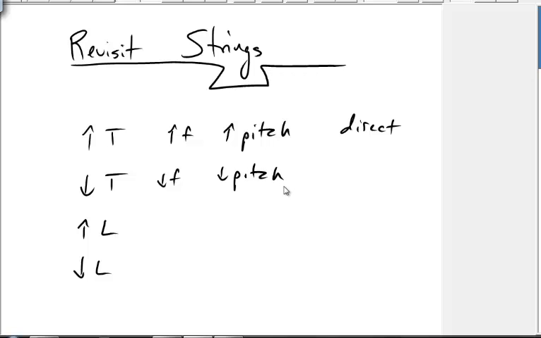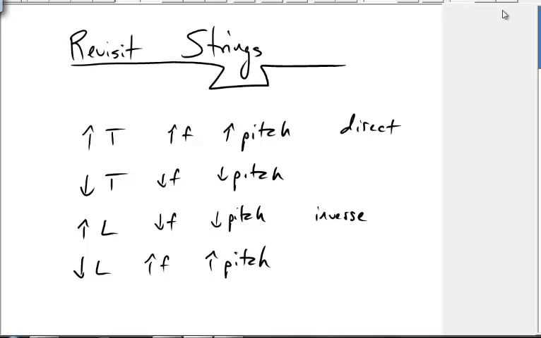Length, on the other hand, if we made the string longer, do you remember what happened to the frequency and the pitch? Well, they both go down. So length is inversely related to frequency and pitch. And by making the string shorter, then the frequency and the pitch have to go up. So this is just a rehash so far from last week.